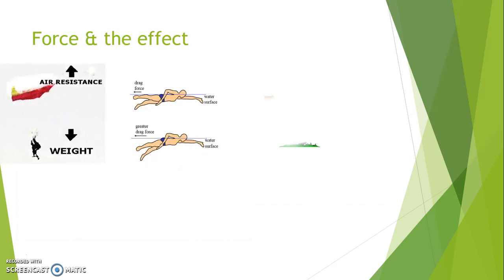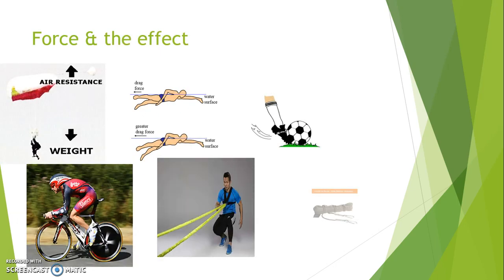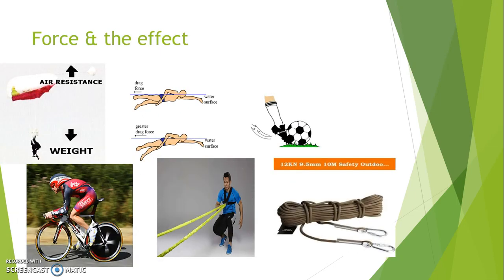So force and the effect. All motion is created by force. A force is a push or pull. It's not visible, but you can see the effect of force. A force acts on an object. Force is a vector, so magnitude and direction are required.